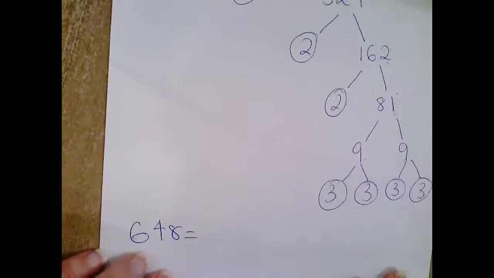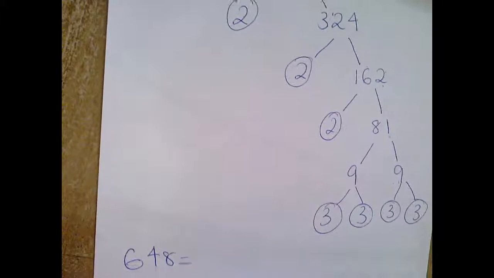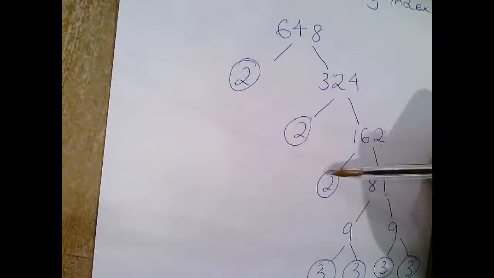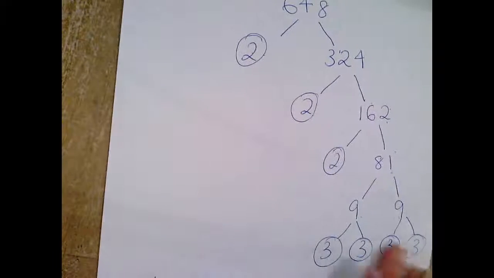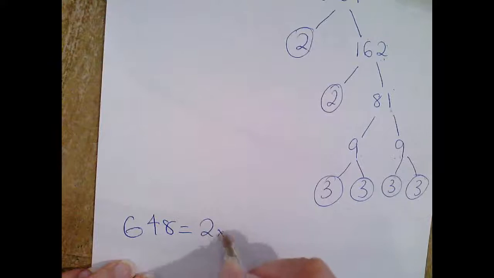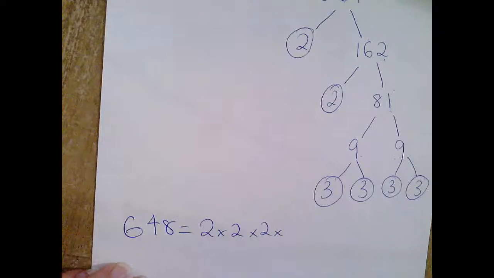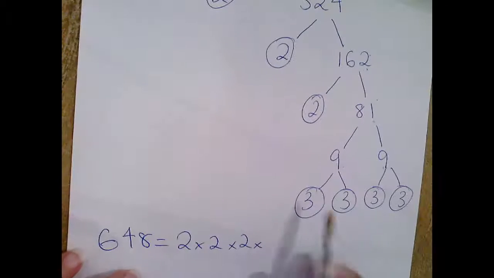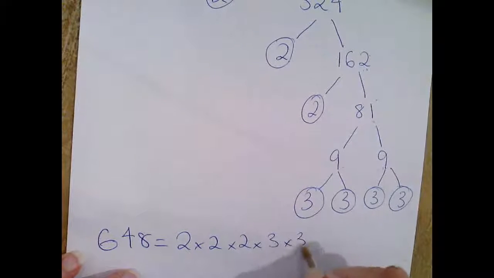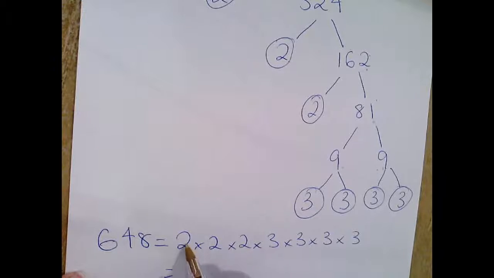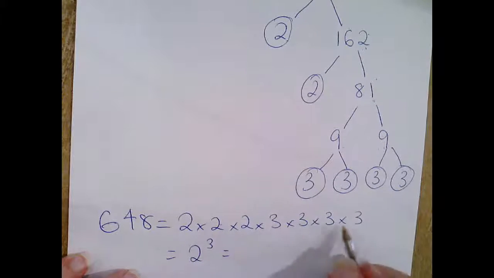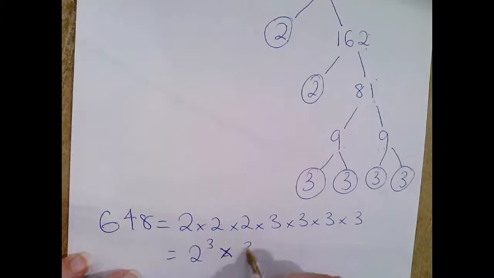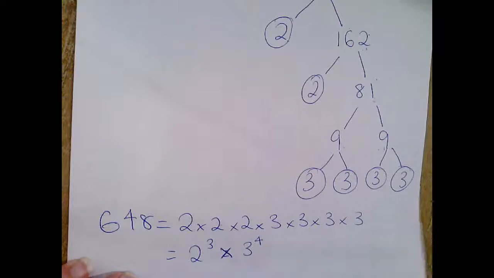to write 648. So 648 would be, we had 1, 2, 3 2s. So 1, 2, 3, and then we're left with 4 3s as well. And we can write that using index notation. So 1, 2, 3 means 2 to the power of 3, times 3 to the power of 4.